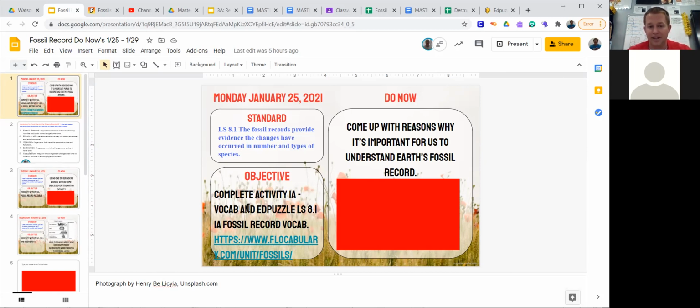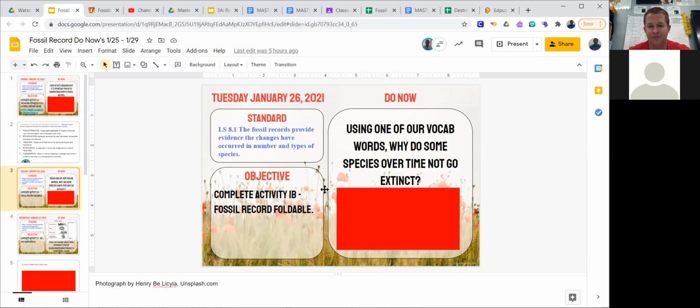Today, you are completing activity 1A, the vocab. So if you go to the mastery grid, you'll select the vocab next to remote. And then there's also an Edpuzzle that you need to complete with the vocab. There's a little quiz on there, or it asks questions about the video. So you'll watch that. I'm going to go ahead and go over the other do nows for the week.